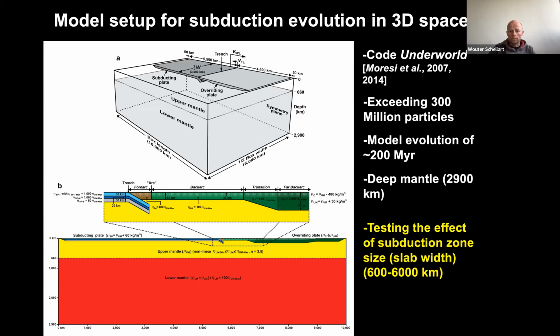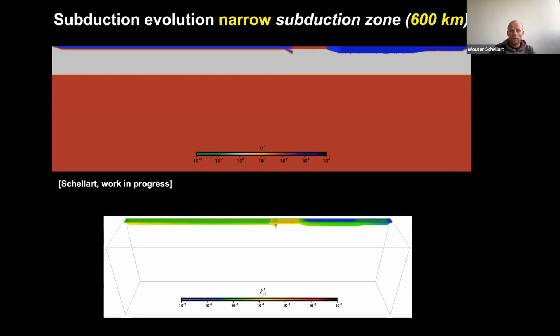Okay, let's have a look at some results. So here we see a cross-section, and here we see a 3D perspective view. Both are for the narrow subduction zone model, 600 kilometers, so the Scotia-like subduction zone. This shows the viscosity field in the cross-section. It's a cross-section through the center of the subduction zone. And this one here shows the strain rate in the subducting and overriding plate.